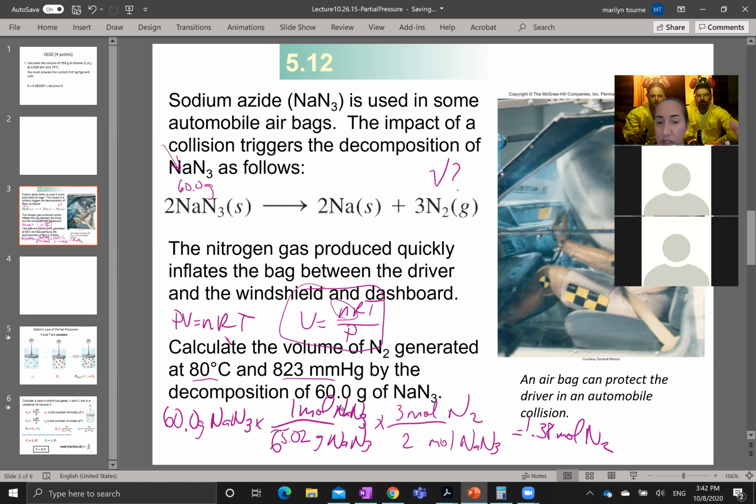Now we can plug it in, Cherish, because now we're in the substance that they want. So now we would convert the 80 degrees Celsius to Kelvin. We would convert this to ATM, and then we would use exactly what you said. Just plug everything in that we have and get the volume. Do you want me to plug it in, or do you understand what you need to do from here? Can you plug it in?